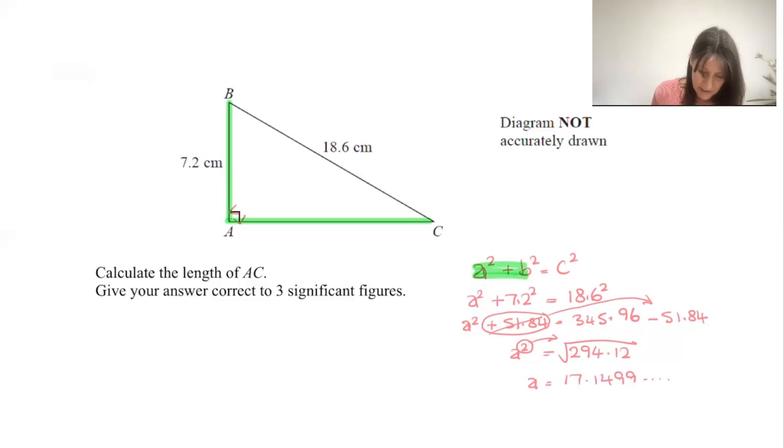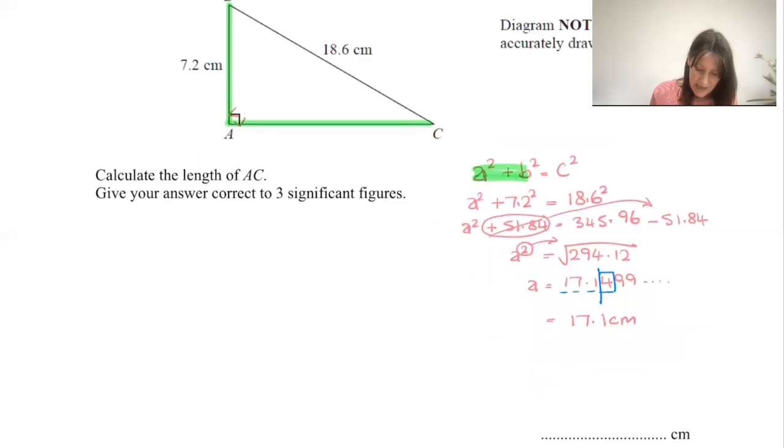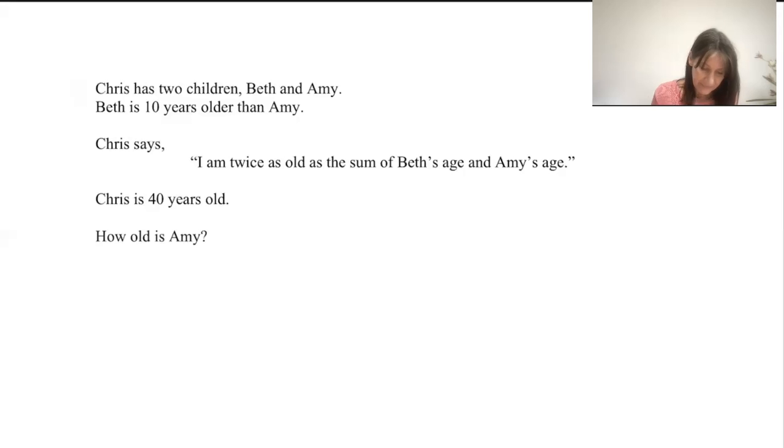Go back to the question. What do they want? They want 3 significant figures. So 1, 2, 3, cut. Box off that one. If it's 5 or more, you'll have to add 1. It is not. So my final answer is going to be 17.1 centimeters. Well done if you got that right. Okay, next question. Read through carefully and press play when you're ready.